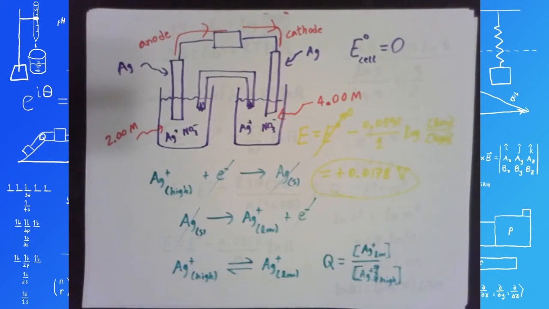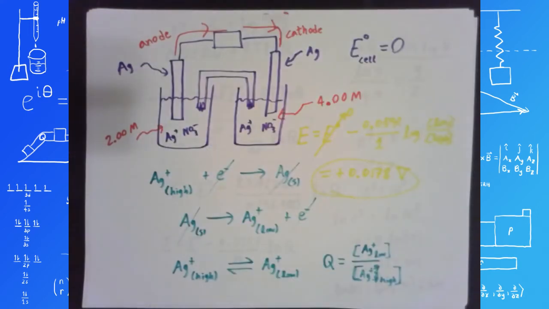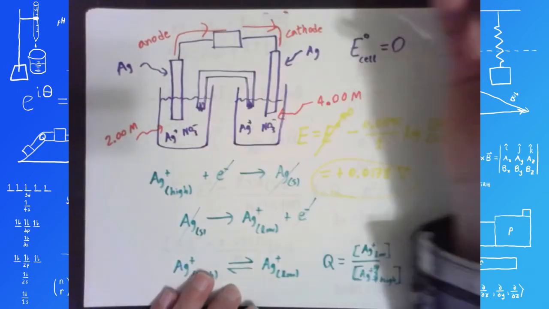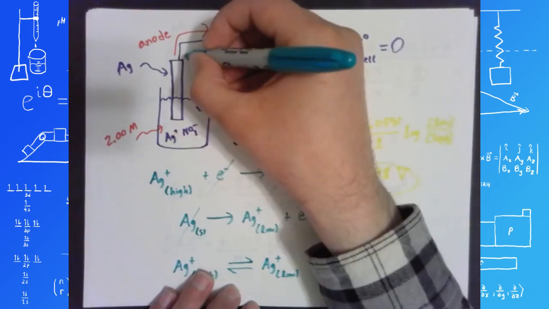So yeah, that's the concentration cell. The only driving force behind it is not a difference in potential between the electrodes. It's just a difference in concentration. So that's why this is called a concentration cell.